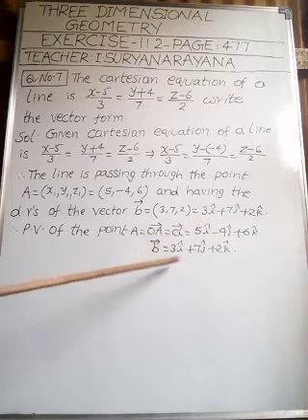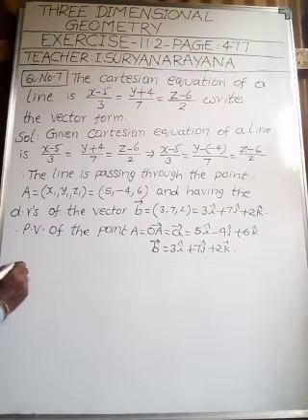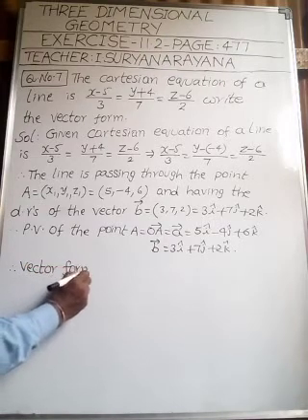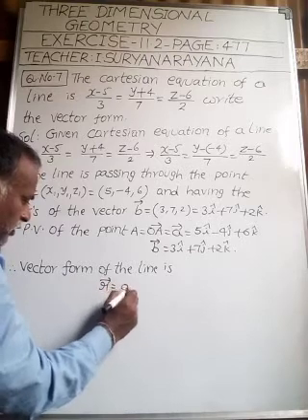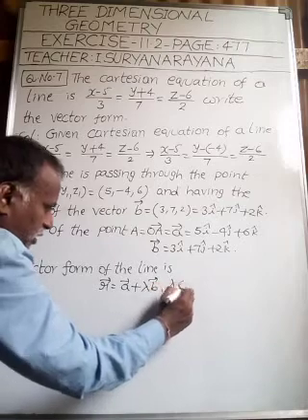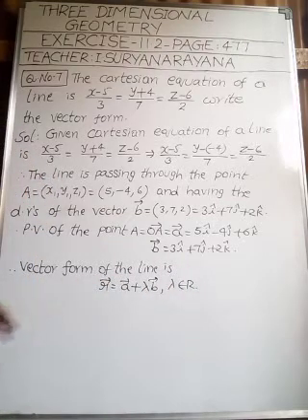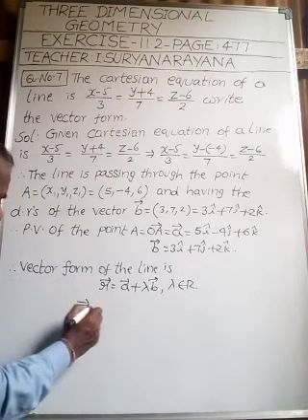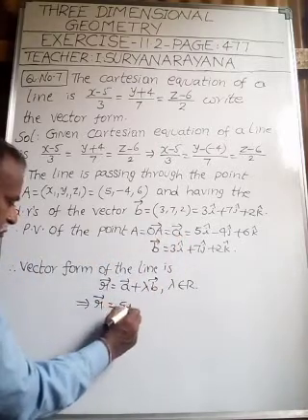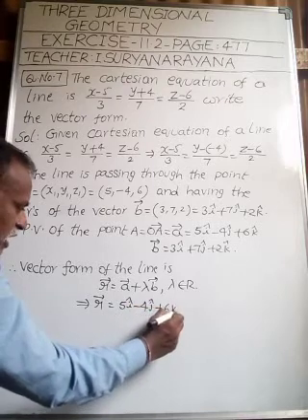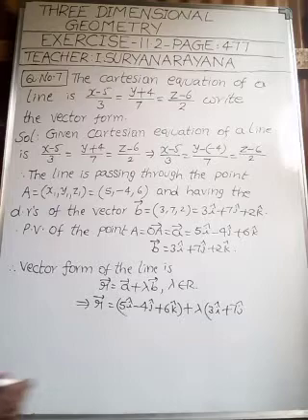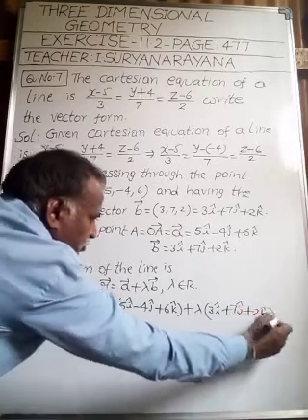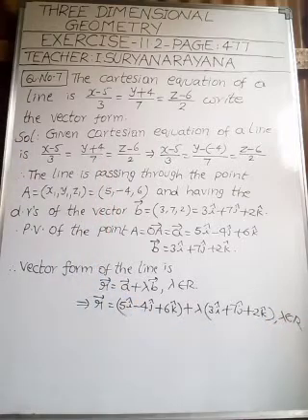So we got A bar and B bar. Therefore the vector form of the line is R bar = A bar plus lambda B bar, where lambda belongs to real numbers. Understood this formula? Do you remember this formula? This implies R bar = 5i cap minus 4j cap plus 6k cap plus lambda into (3i cap plus 7j cap plus 2k cap). That's all. We have to substitute A bar and B bar in this equation, then we get the vector form of the line. Understood, my children? Right.